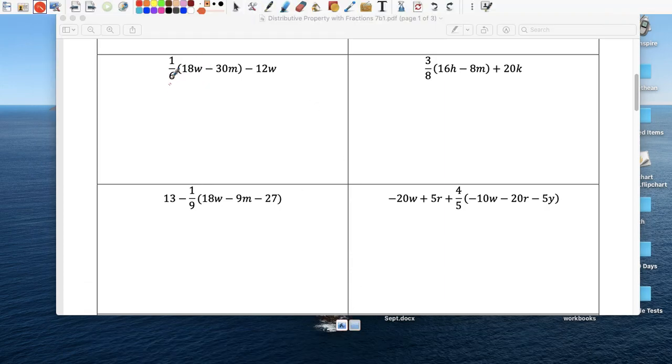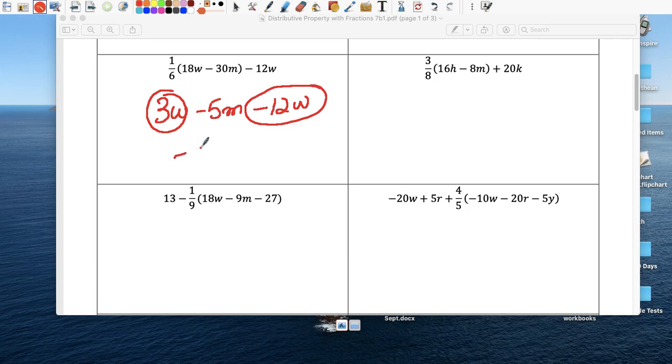1/6 of 18, right? Think of 18 divided by 6, which is what, 3, right? So I get 3w. 30 divided by 6 is 5, and then 5 times 1 is just 5. So 5m minus 12w. Combine like terms. This fellow over here and this fellow combine, and that gives me negative 9w minus 5m.